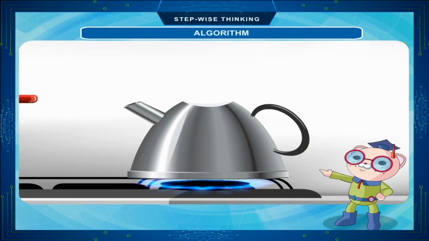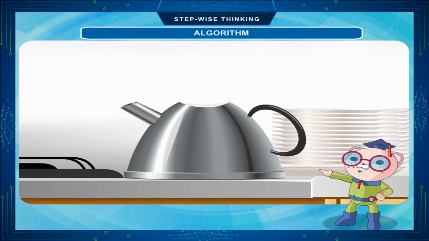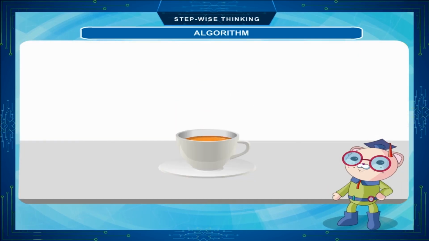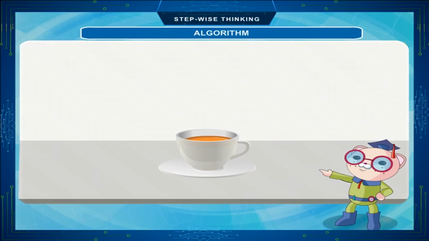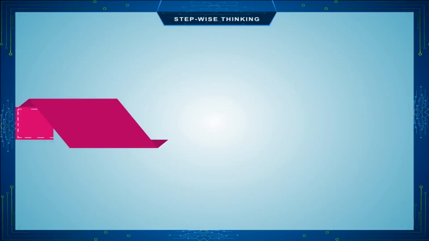Step 7. Wait for the water to boil again. Step 8. Turn the gas stove off. Step 9. Remove the kettle. Step 10. Pour tea into cups through a tea strainer. The above steps are important to prepare tea. This set of steps to solve a problem is called an algorithm.